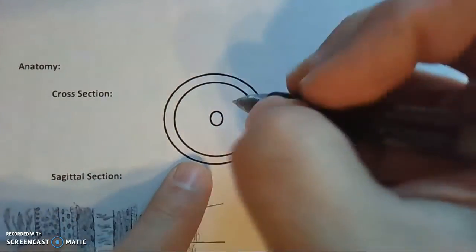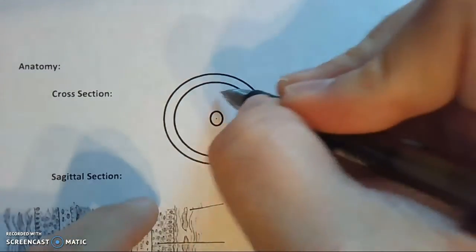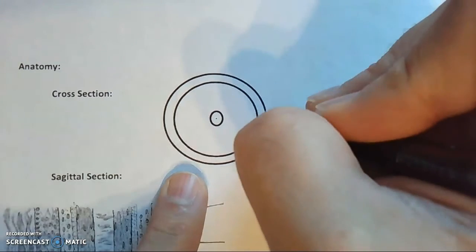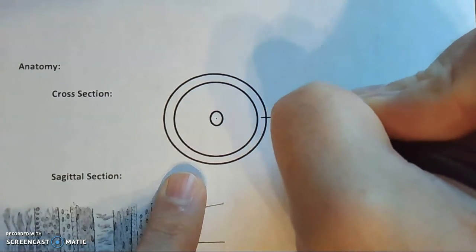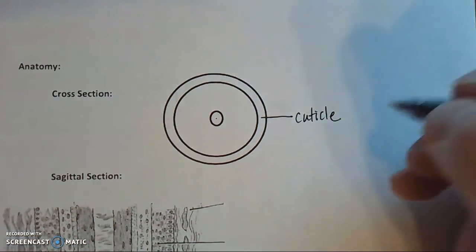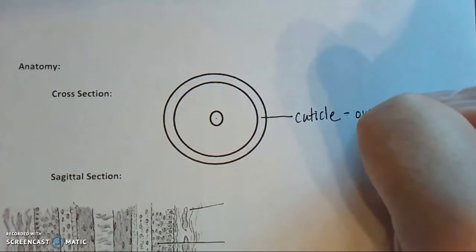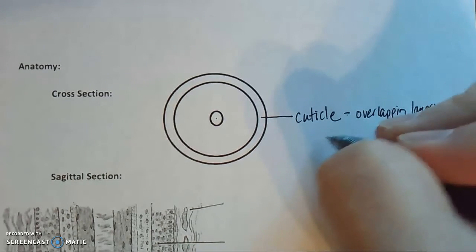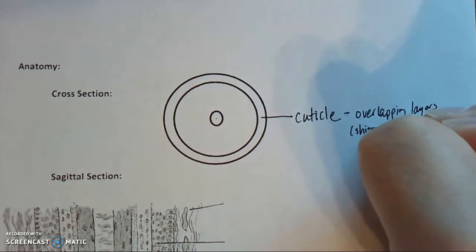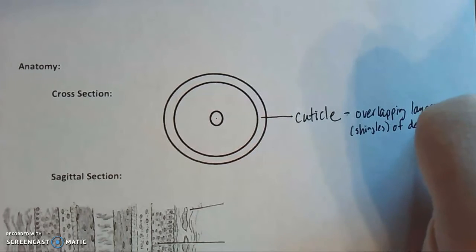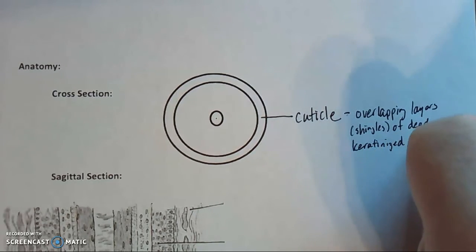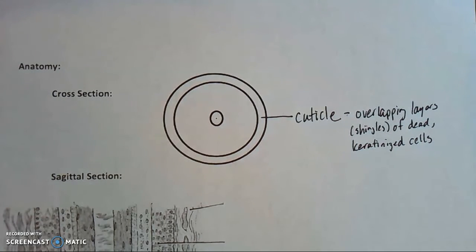But the cross section of it, we have a center part, a big part in the middle, and then an outside part. And this outside part is called the cuticle. And it is overlapping layers. So they're kind of like shingles of dead, keratinized cells. So a lot of keratin. And these are like shingles.